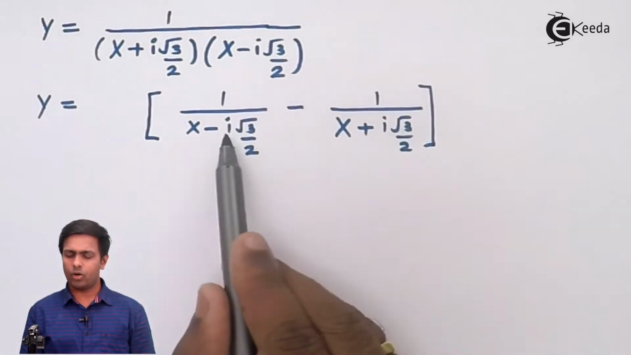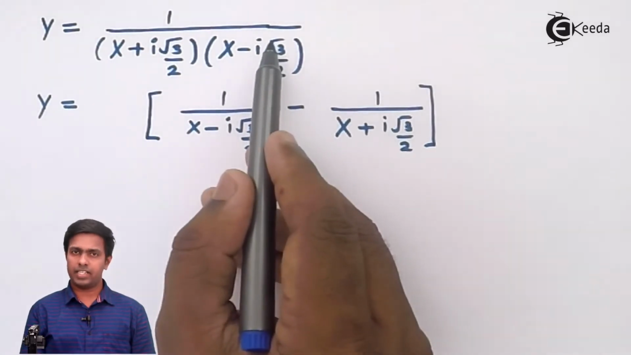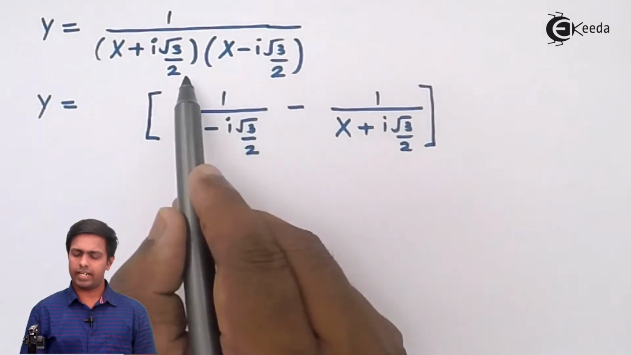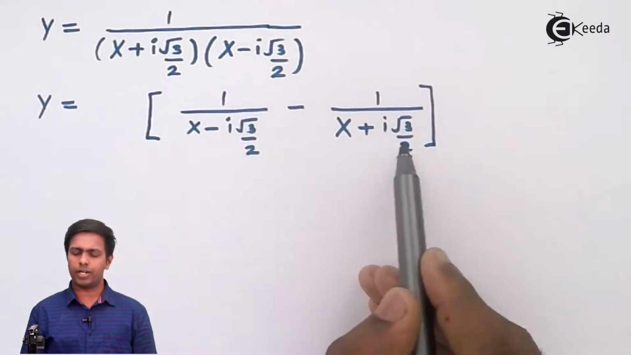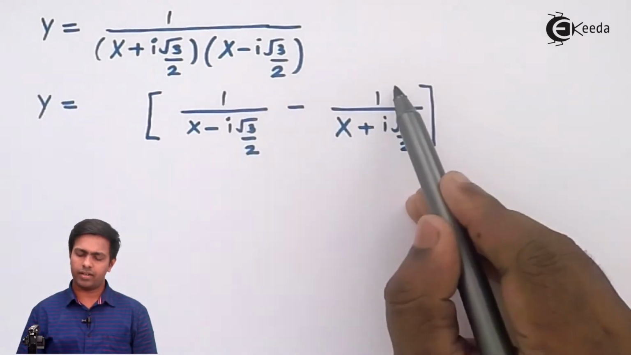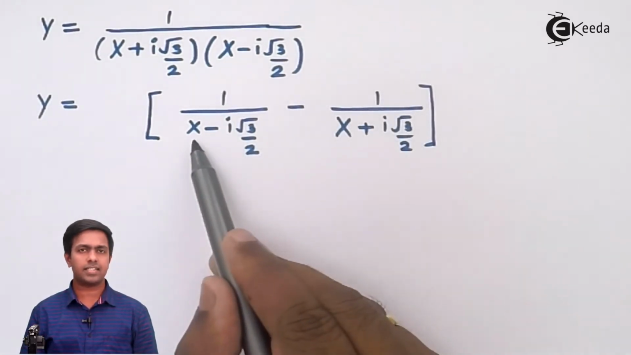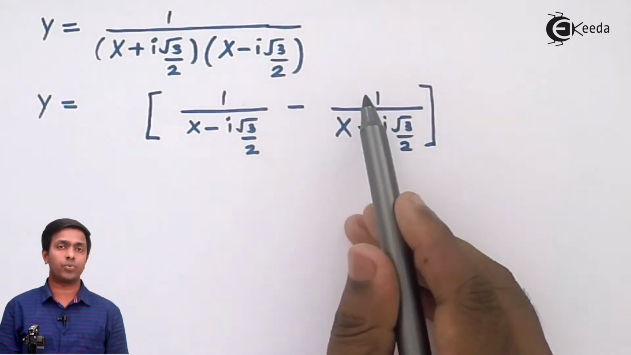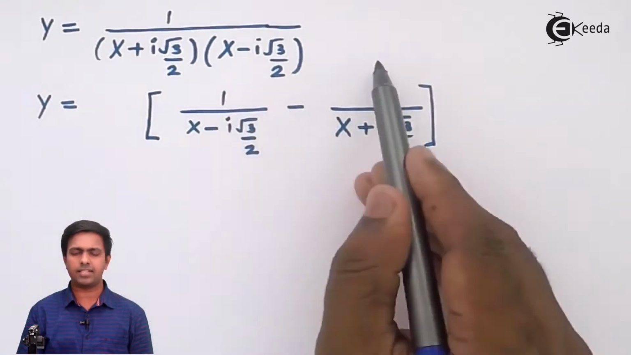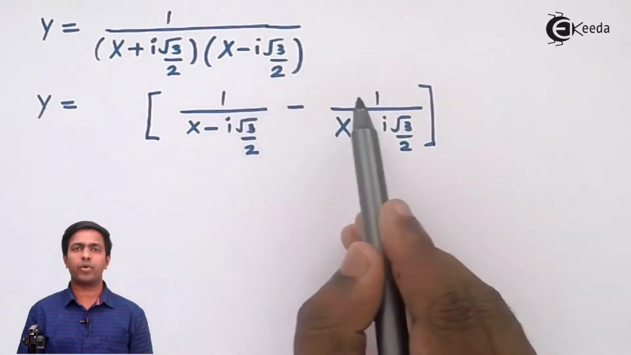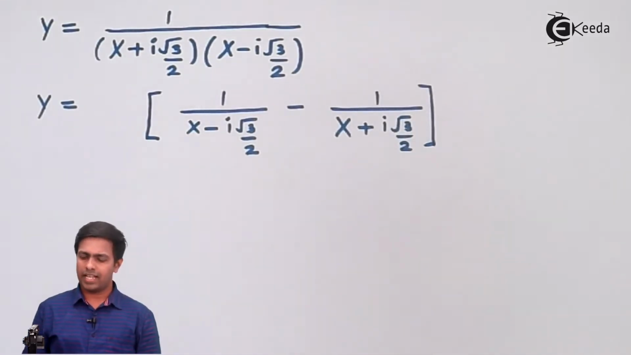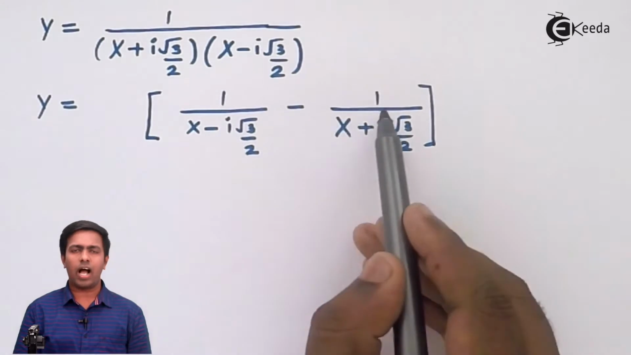So if I multiply in the denominator, I'll get this term. But let's see what we get when I do cross multiplication. Here I will get x plus i root 3 by 2 into 1, that is x plus i root 3 by 2, and here I will get minus 1 into this, that is minus x plus i root 3 by 2. Now guys, this minus x and this plus x will be cancelled. We will get i root 3 by 2 and i root 3 by 2. It means 2i root 3 by 2.